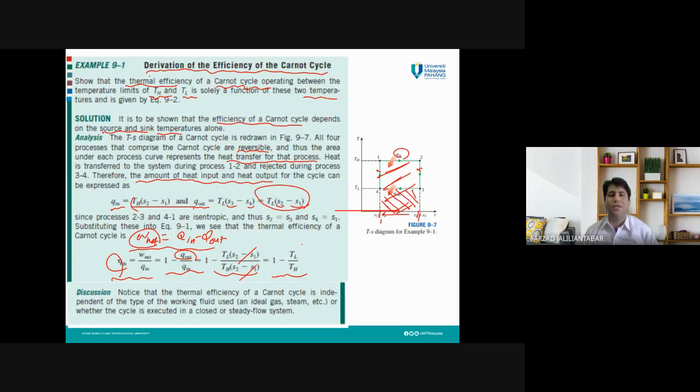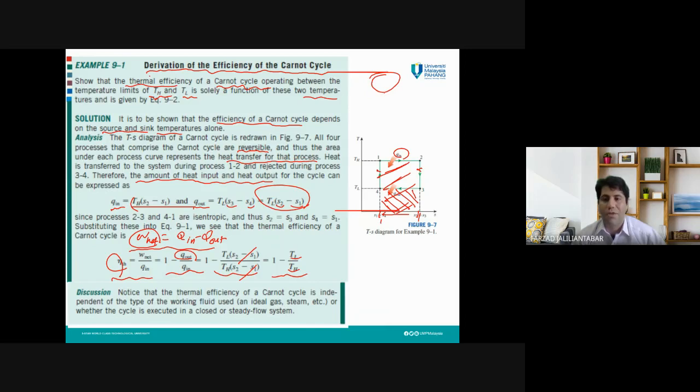Again, you can see why the Carnot cycle is important. It does not depend on the type of the working fluid, because we already eliminated the entropy from our calculation. We don't need to know the pressure, we don't need to know the volume. The only things important to calculate the thermal efficiency of the Carnot cycle are TL and TH. And it is a really good thing. It is important, as I discussed earlier, for the heat engine.